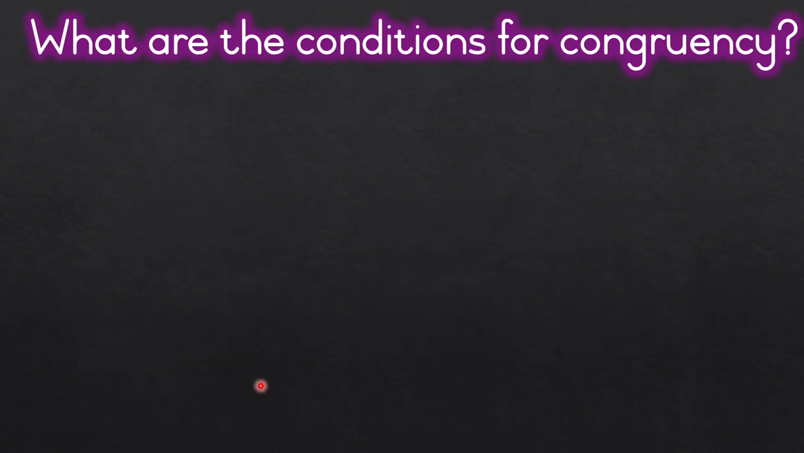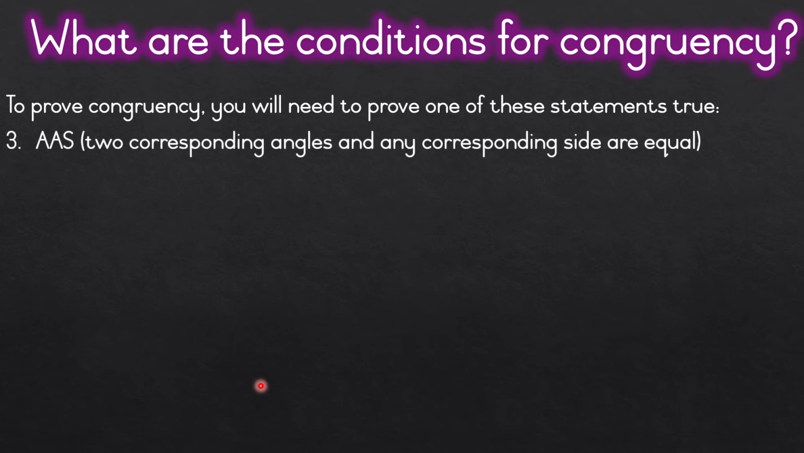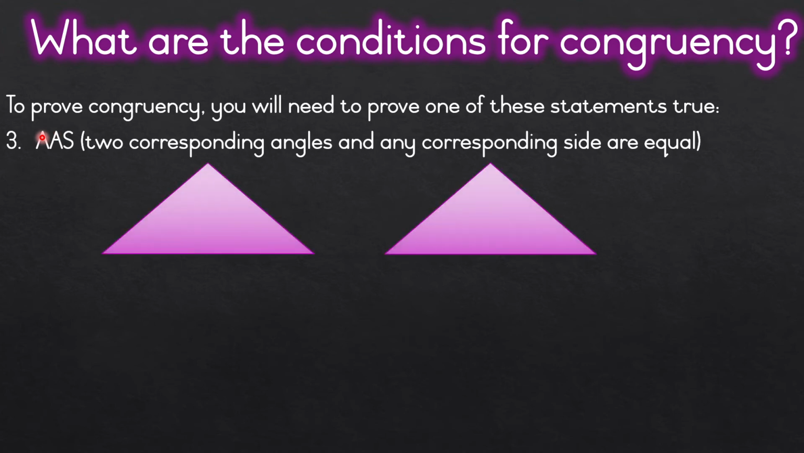The next condition is angle, angle, side, where two corresponding angles and any corresponding side are equal. So in this case, this order can change. You can have angle side angle, angle angle side, or side angle angle. The order here doesn't really matter because at the end of the day it would look something like this. So the first one is angle. So here I have an angle, then I have another angle that are equal, and I have a side that is equal. Okay. So there is our third condition for congruency.